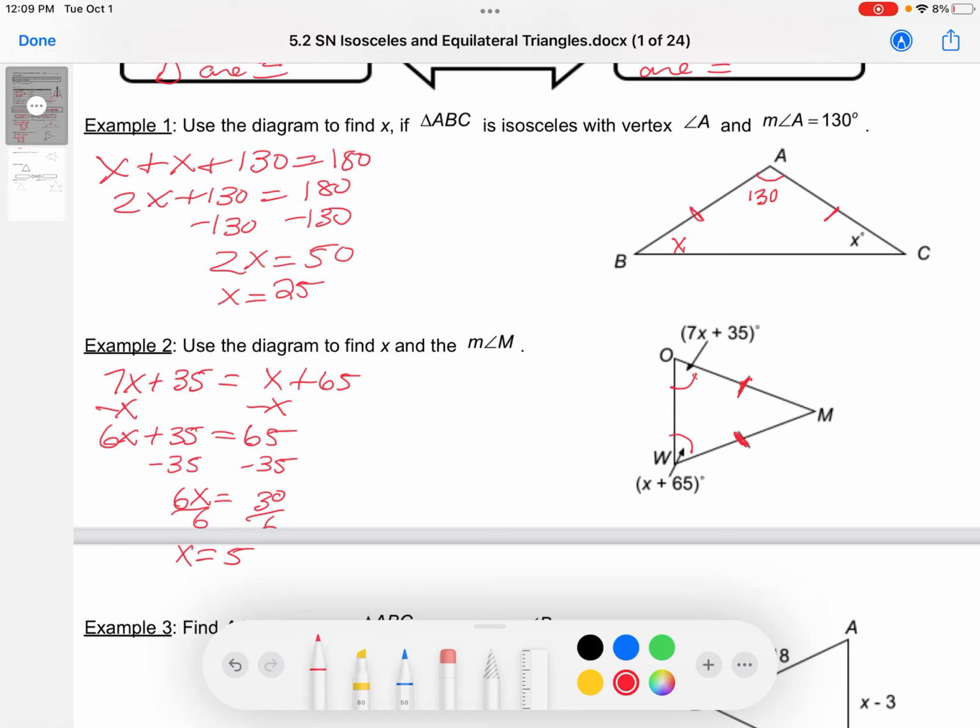And they want us to find angle M. To find angle M, I first need to find the measure of one of these angles down here at the bottom. I plug it into 7 times 5 plus 35, which is 70 degrees. If one angle is 70 degrees, the other angle is 70 degrees. So I find M by doing 180 minus 70, so angle M is 40 degrees.